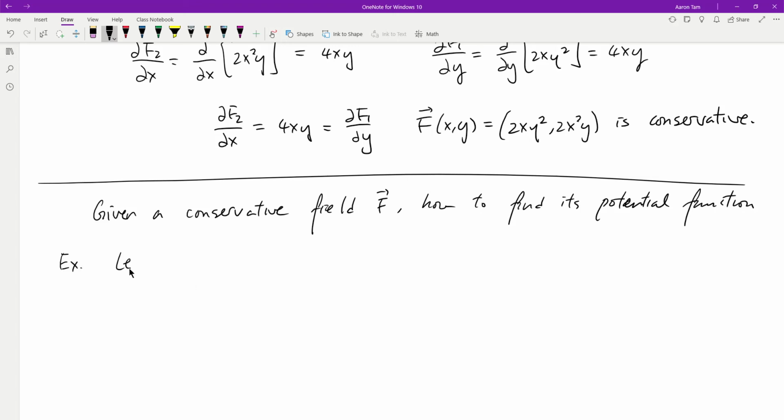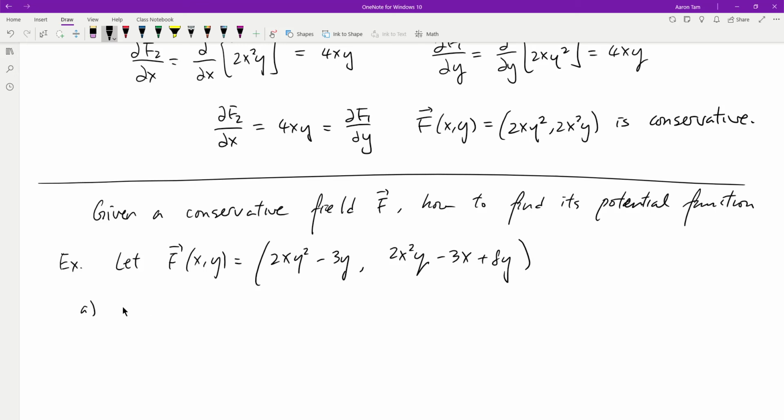Let's say we're going to let vector f of xy be equal to 2xy squared minus 3y, 2x squared y minus 3x plus 8y. So the first thing I would like you to do is the following. Is f conservative? Now, of course, you should expect that it is conservative, but let's try to find out.